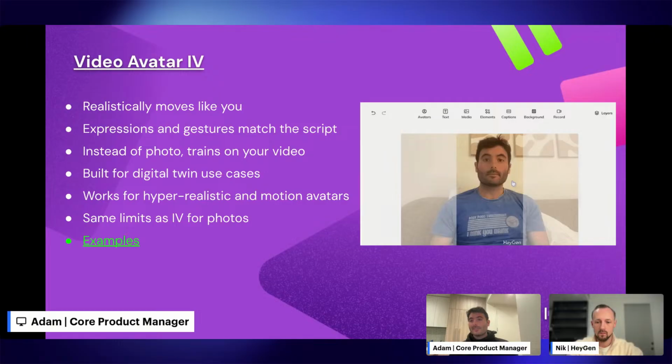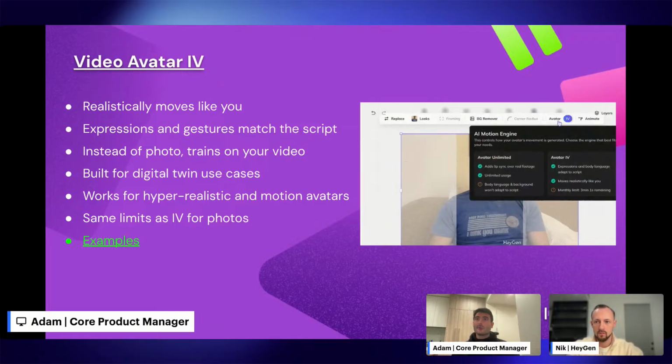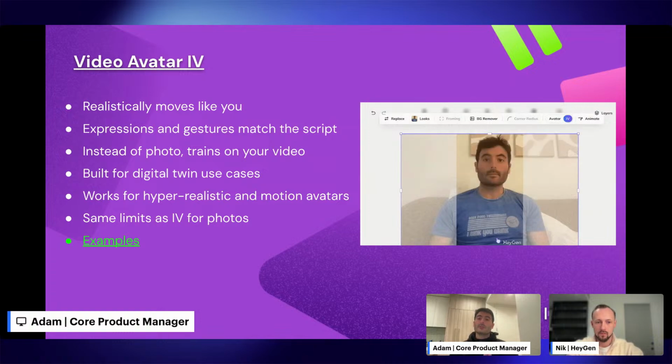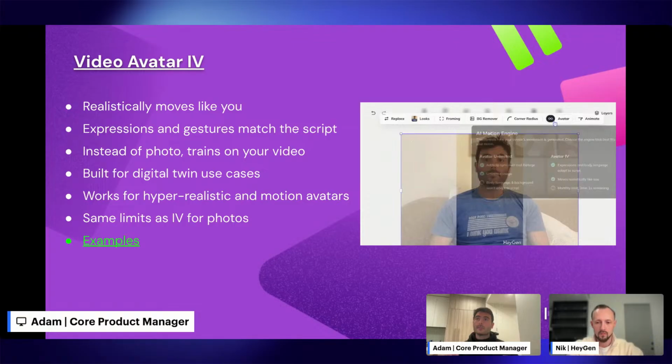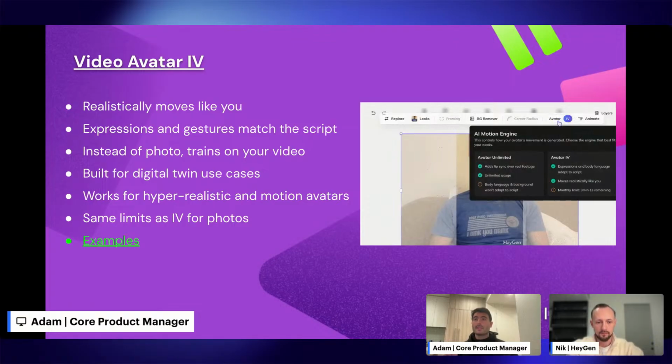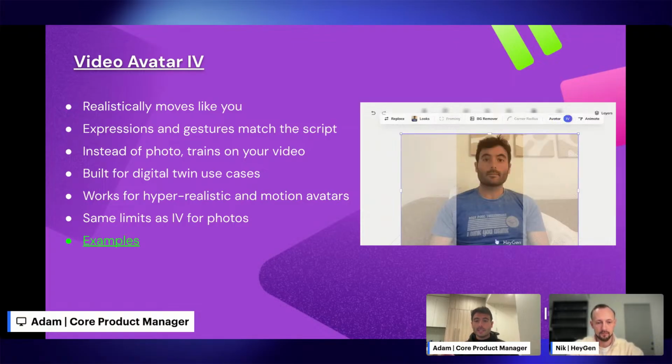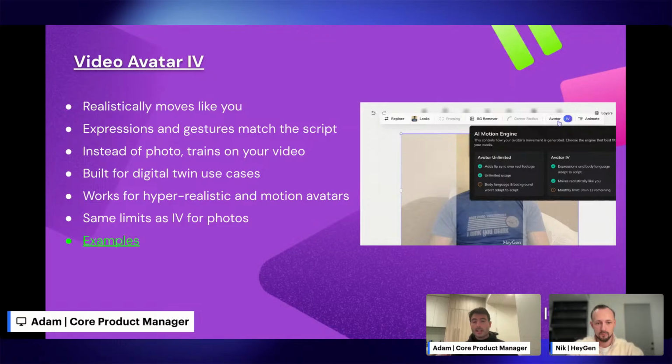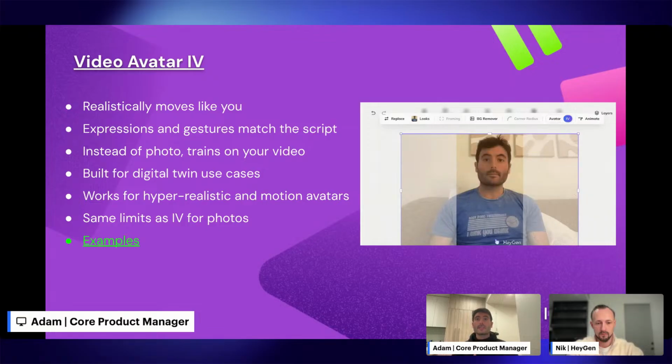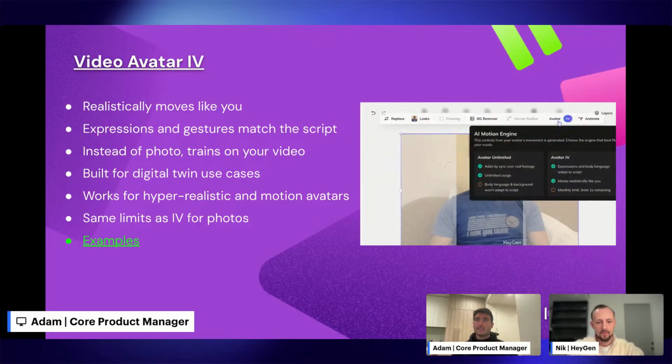So now, very excited to talk about Video Avatar 4. With Video Avatar 4, this is really built for digital twin use cases. The reason this model is awesome is that, one, it moves based on your script, and two, it moves realistically like you. Like Avatar 4, it's audio driven, so your expressions and gestures will realistically match what you're saying and how you're saying it. And it also supports full body movement and background movement.